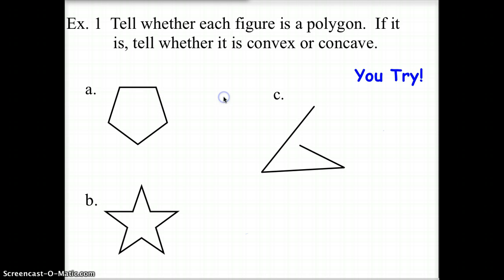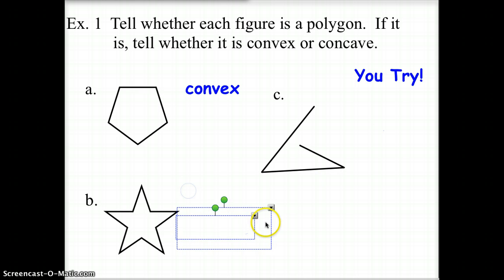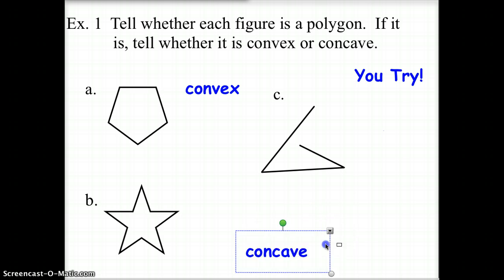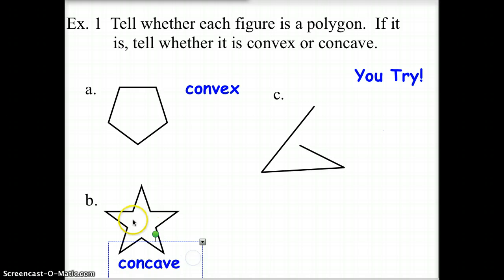For letter A, this is a convex polygon. If you extend the lines out, they go on the outsides. The second one is a concave figure. We're going to cut through the middle of the shape.